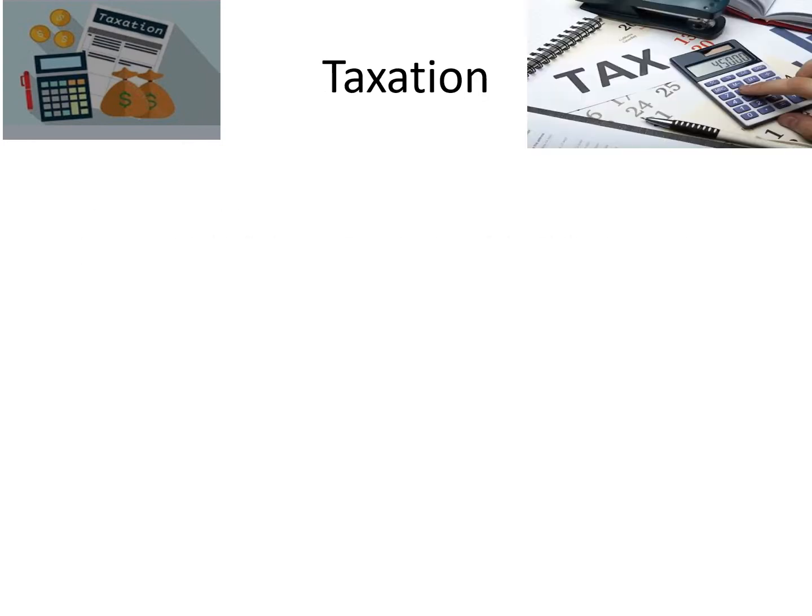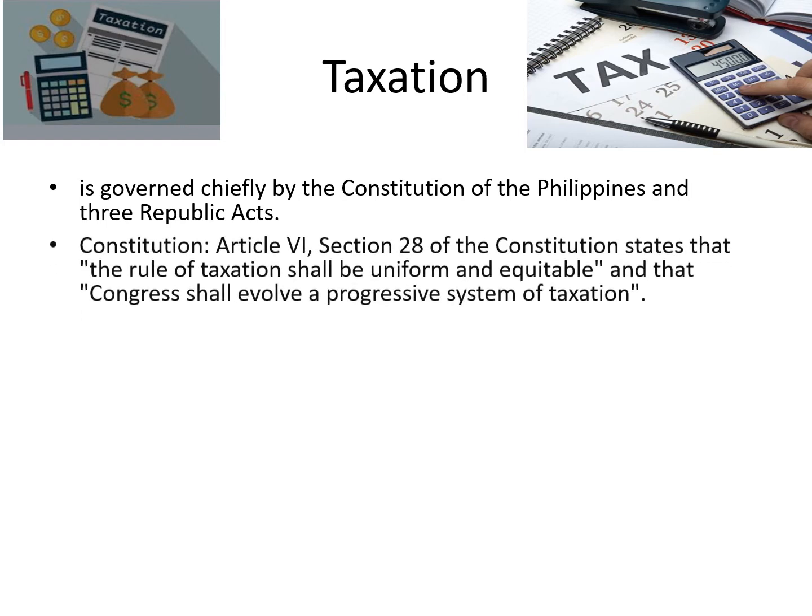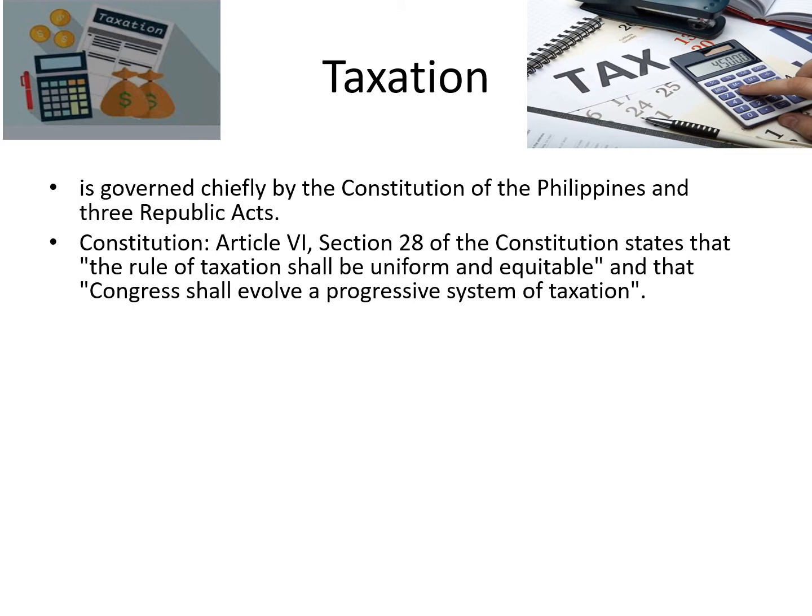So taxation is governed chiefly by the Constitution of the Philippines and Republic Acts. The Constitution, under Article 6, Section 28, states that the rule of taxation shall be uniform and equitable to all, and that Congress shall evolve a progressive system of taxation. Meaning that the taxation law here in the Philippines must apply to everyone equally, people within the Philippines and outside the Philippines, or those that are abroad. And that Congress would also continue to search for a progressive tax system that would be helpful not only to the Filipino citizen but also to the government.